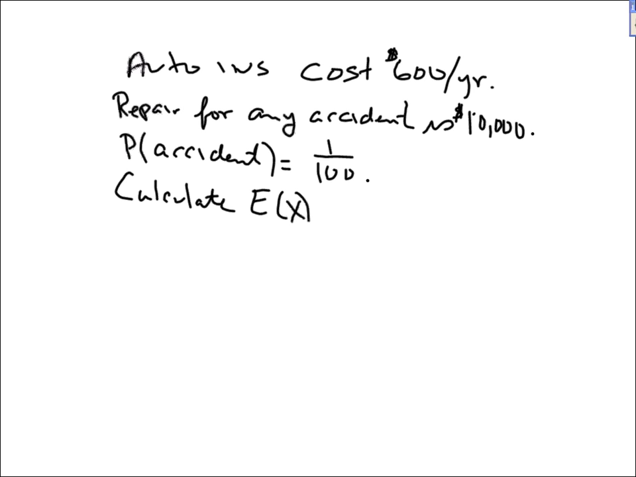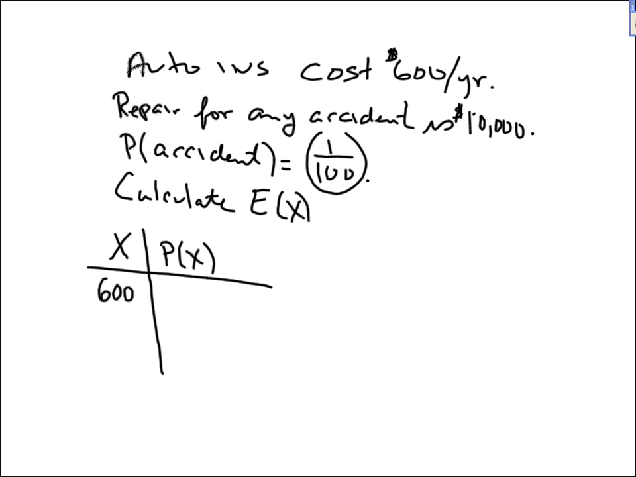Okay, so the state doesn't demand that you have insurance. We're going to find out if it's profitable to have insurance or not. So we need to multiply X and P of X. All right. Now, either you pay $600, and at the end of the year you lost $600 because you didn't have an accident and you paid the $600 to have this coverage. The probability, well, if 1 out of 100 times you have an accident, well then 99 out of 100 times you did not have an accident.